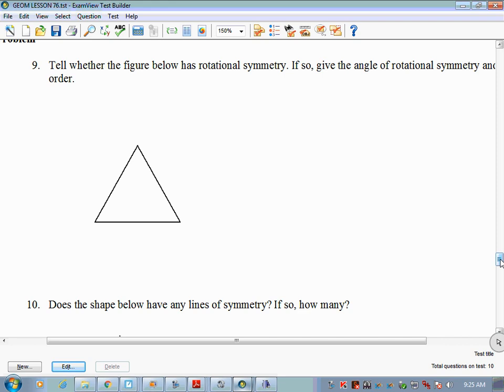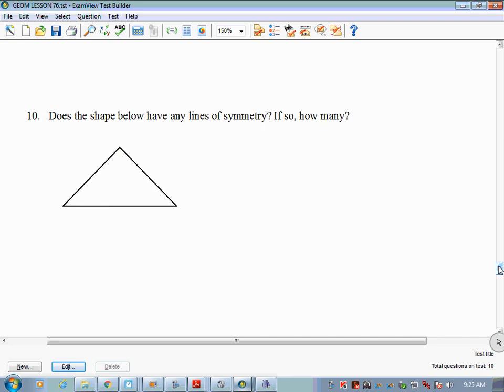All right. Number 10, does the shape below have any lines of symmetry? If so, how many? Okay. How many lines of symmetry do we think we can draw here? 1. Jesus, you want to draw that line of symmetry for me? Perfect. That is the one line of symmetry we can draw with that.